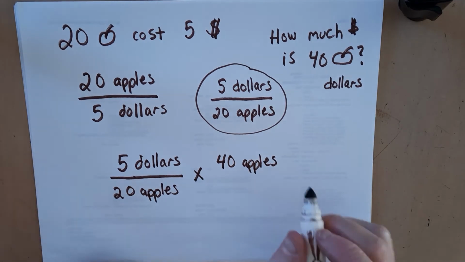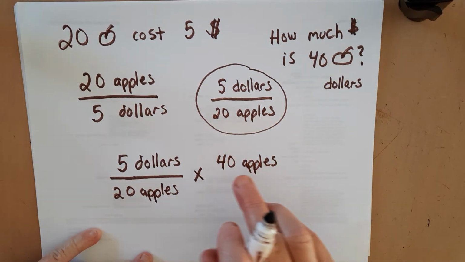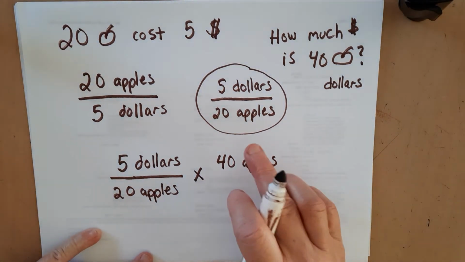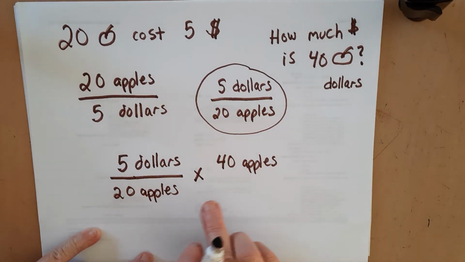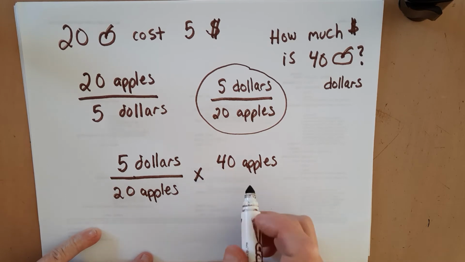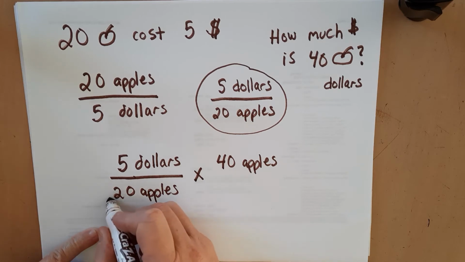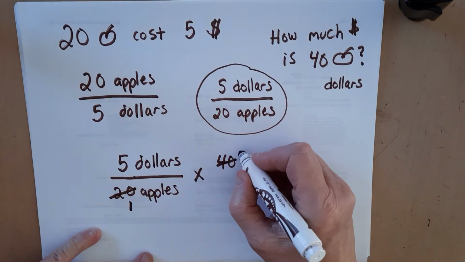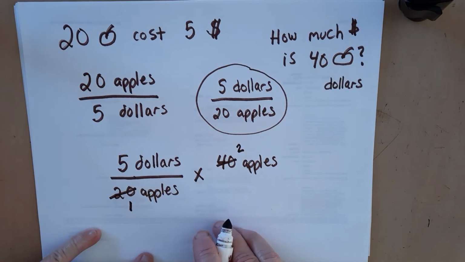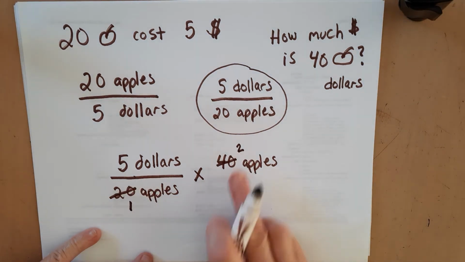Now here's something cool. We already know from working with fractions that we can cancel, which means we can take common factors out of both a numerator and a denominator. For example, we can see that this 40, which is in the numerator, and this 20, both of them have the factor of 20. If we divide 20 by 20, we get 1. If we divide 40 by 20, we get 2. So now we can see that we have 1 on the bottom and 2 on the top.